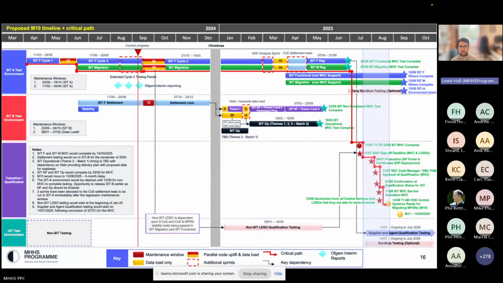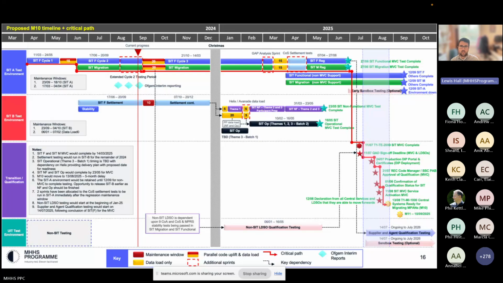So then, as I mentioned, we shifted non-functional operational to the new year. These changes don't impact the critical path, as you can see by the red line on this screen. What we'd propose is we'd start with theme 1 of non-functional early in January. That's effectively the Helix and Avanade volume testing.